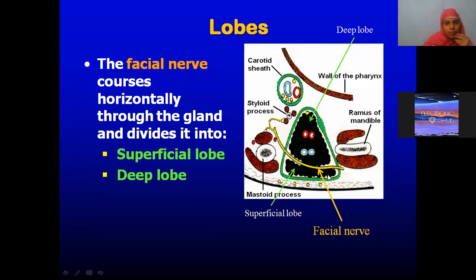Which nerve is piercing the gland? Facial nerve, isn't it? When it is piercing the gland, whatever lobes, these are arbitrary lobes, but they are important surgically. When we are doing parotidectomy, we should be very careful not to damage the facial nerve, because if the facial nerve is damaged, it will lead to facial palsy.